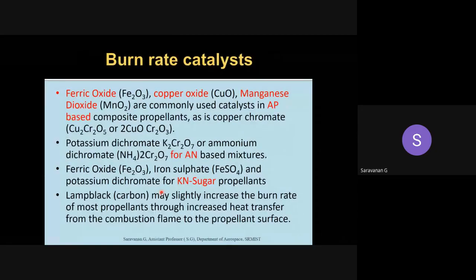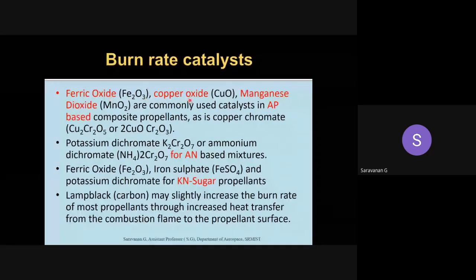So what are the catalysts? As we said earlier, we can add some catalysts. These are mostly added to enhance the process. Normally we add catalysts only for enhancement of the process. Examples of catalysts are ferric oxides, copper oxides, manganese dioxides, and aluminum compounds. If you are using AP based composite propellants, then this kind of catalyst can be added to enhance the burn rate.